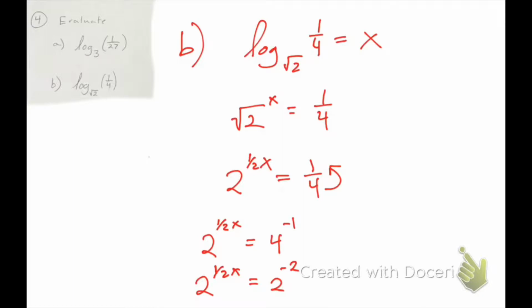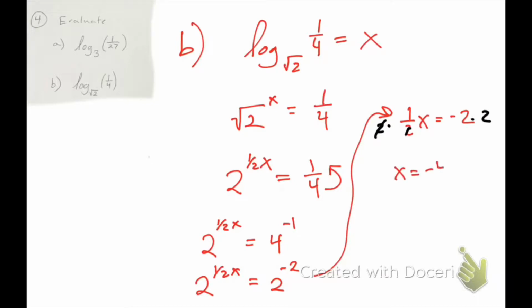Now since my bases are the same, that means my exponents also have to be equal. So I can set those equal to each other. I get 1/2 x is equal to negative 2. Now I just multiply both sides by 2. Those cancel, multiply by 2. And I get x is equal to negative 4. So that's how you'd evaluate example B, 4b. You could also use mental math there if you wanted to.